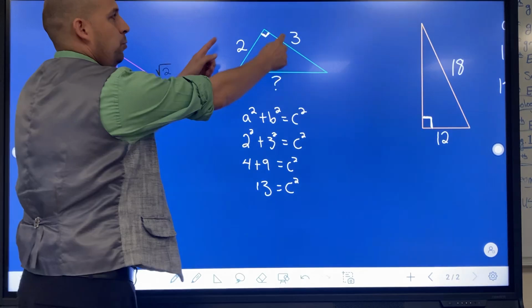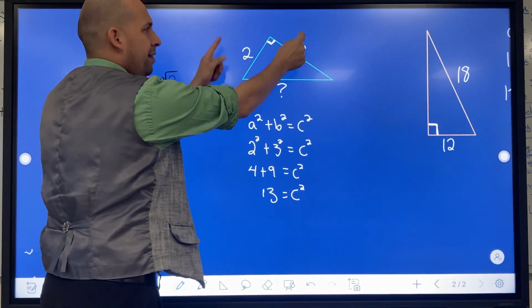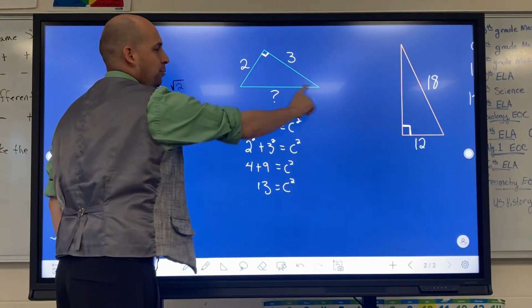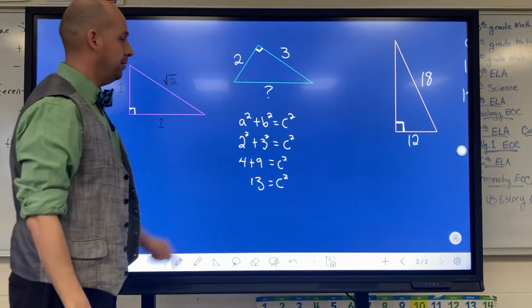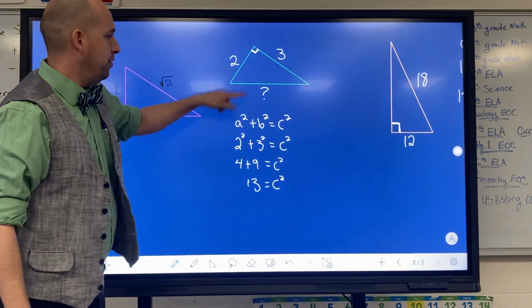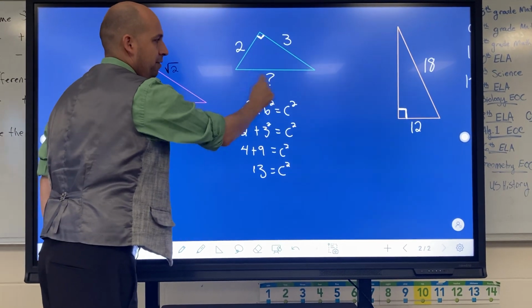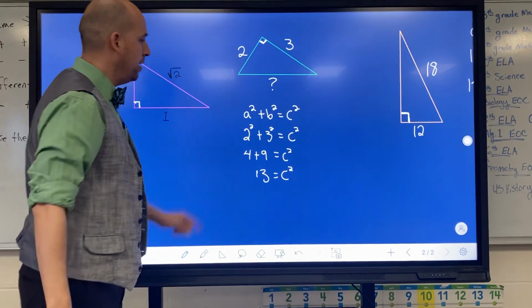essentially just tells me the relationship between these two sides that touch the 90-degree angle and this hypotenuse side that is across from the 90-degree angle. If I square both of these and add them together, it should be the square of this third side, okay? And that's what I did.